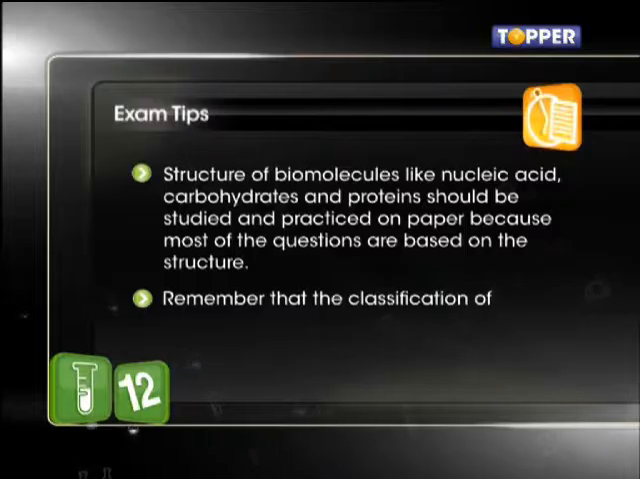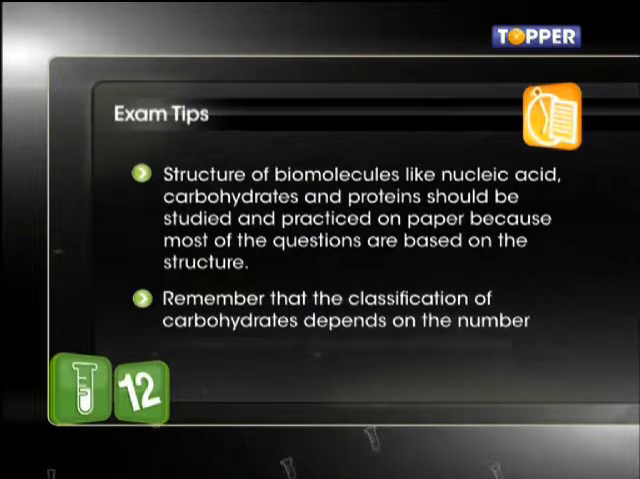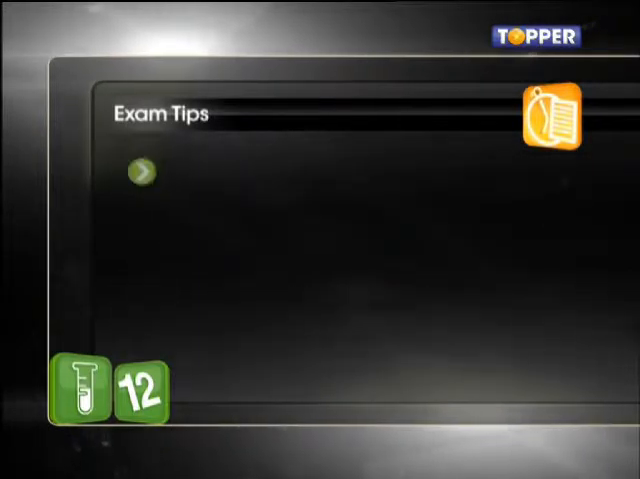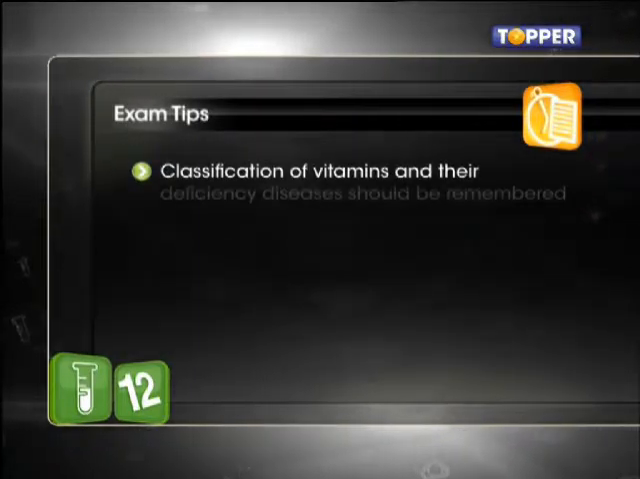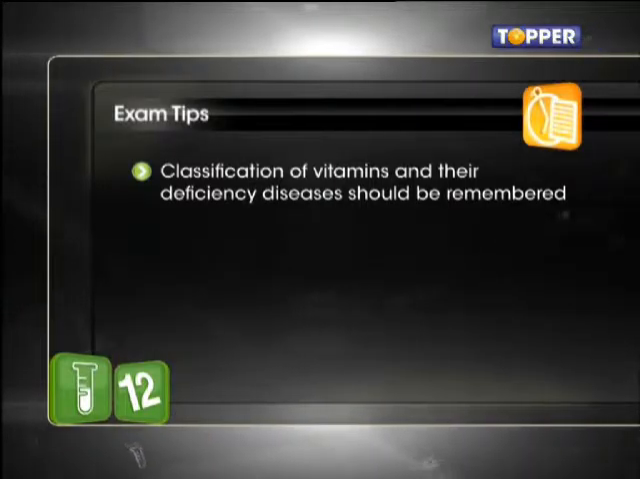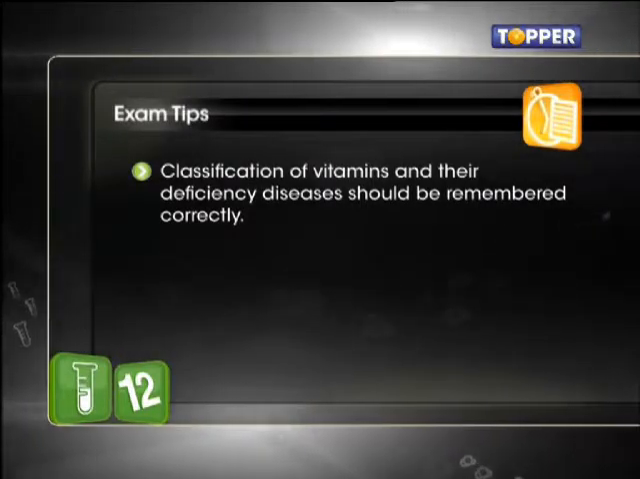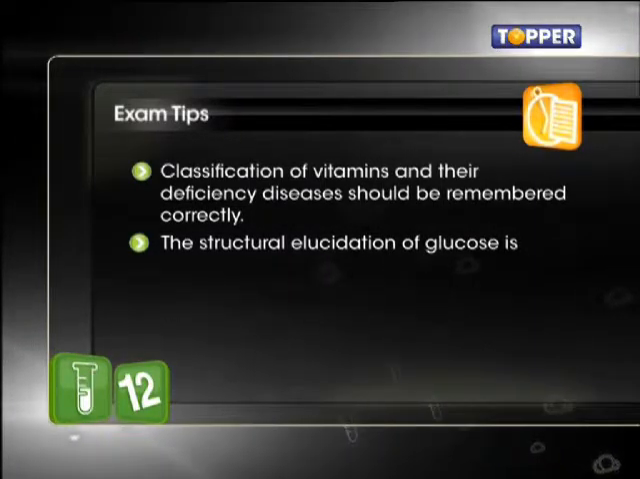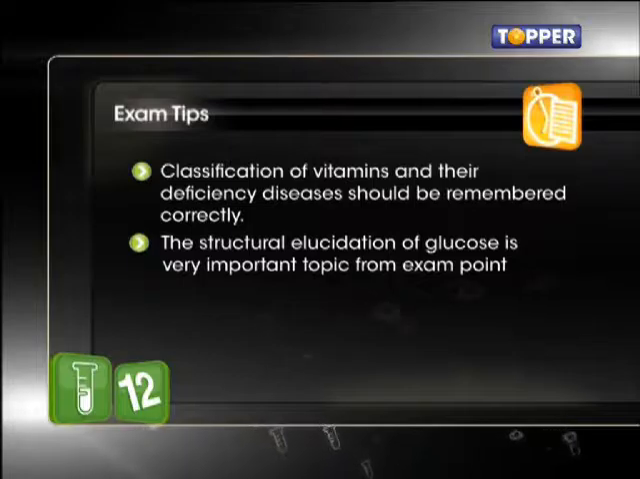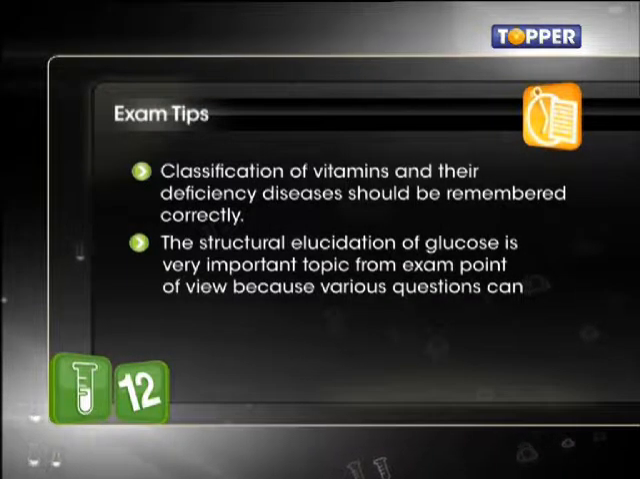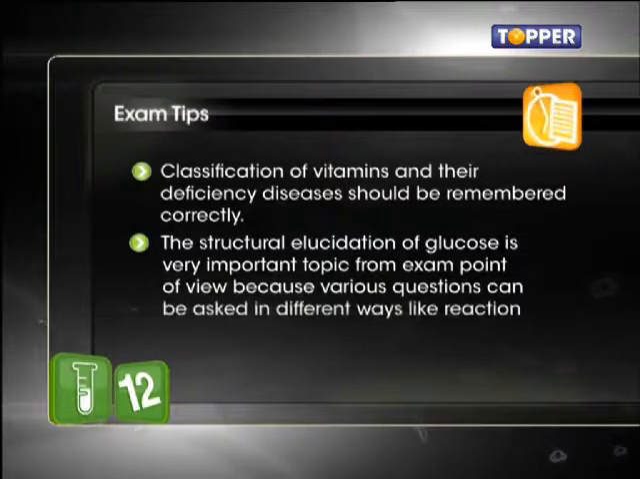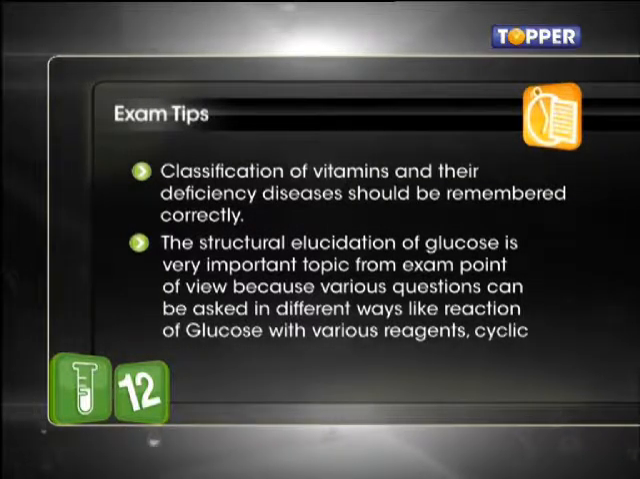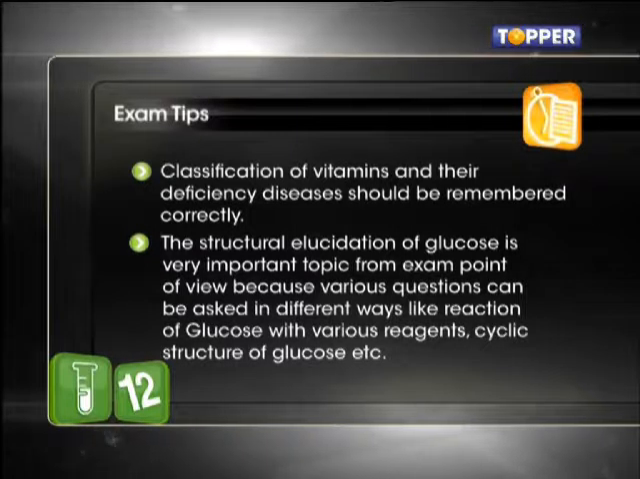Remember that the classification of carbohydrates depends on the number of simpler units they give on hydrolysis. The classification of vitamins and their deficiency diseases should be remembered correctly. Also, the structural elucidation of glucose is a very important topic from exam point of view, because various questions can be asked in different ways, like the reaction of glucose with various reagents and the cyclic structure of glucose, etc.